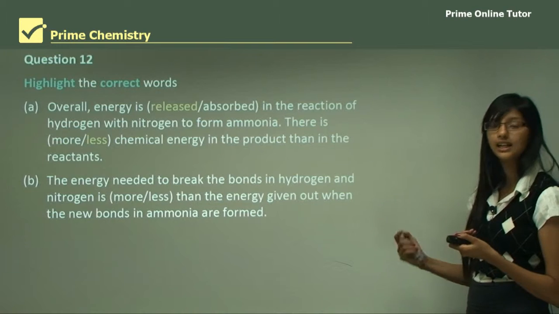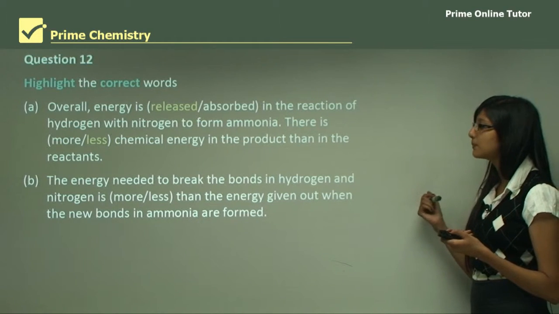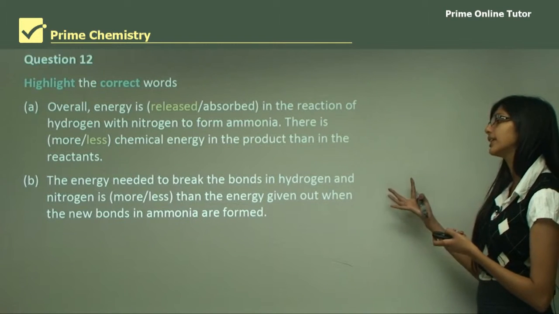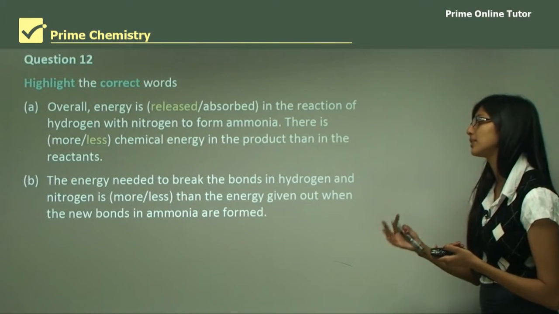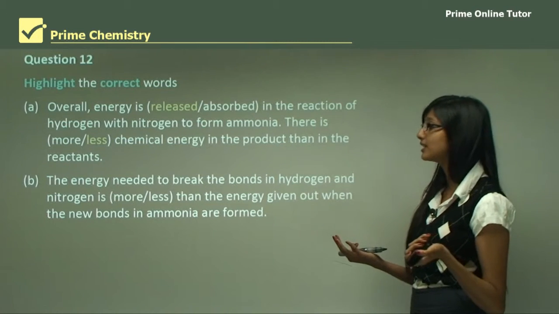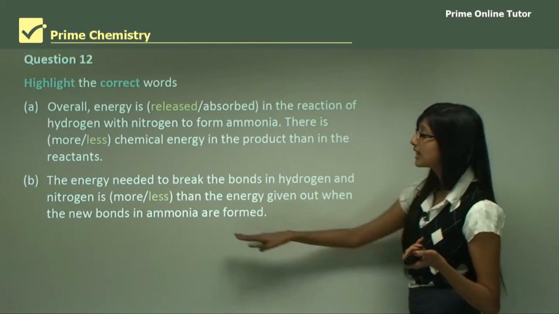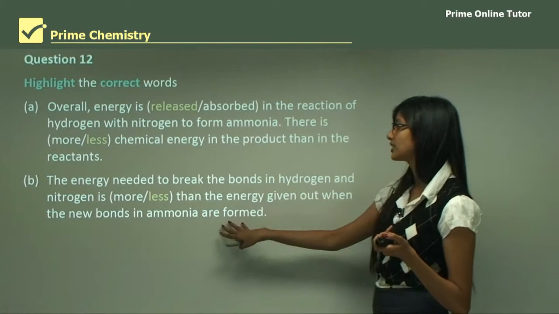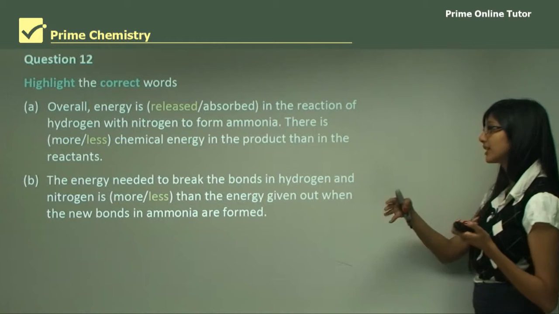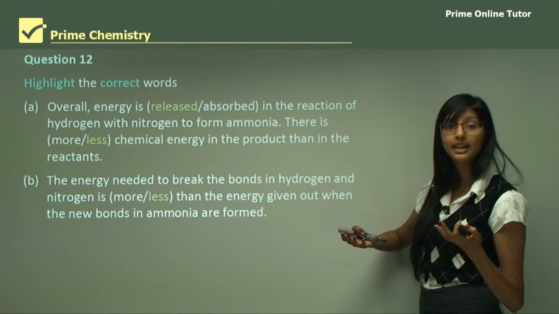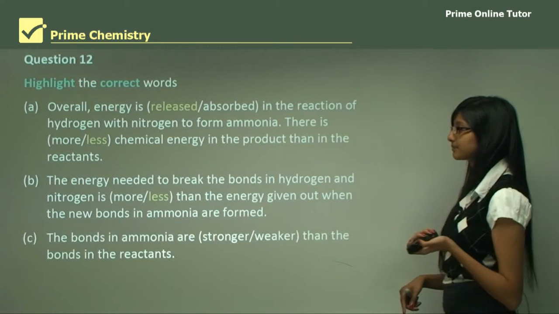What does B tell us? The energy needed to break the bonds in hydrogen and nitrogen is more or less than the energy given out when the new bonds in ammonia are formed. Again, you need to look at the fact that it's an exothermic reaction, which means less. The energy needed to break the bonds in hydrogen and nitrogen is less than the energy that's given out when the new bonds in ammonia are formed. Again, because it's an exothermic reaction.